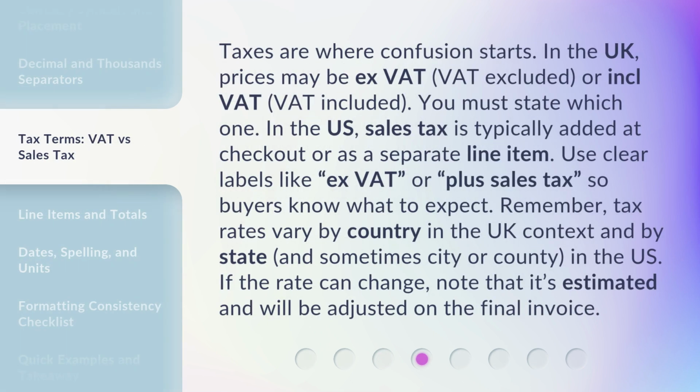Taxes are where confusion starts. In the UK, prices may be ex-VAT, VAT excluded, or incl. VAT, VAT included. You must state which one. In the US, sales tax is typically added at checkout or as a separate line item. Use clear labels like ex-VAT or plus sales tax so buyers know what to expect.